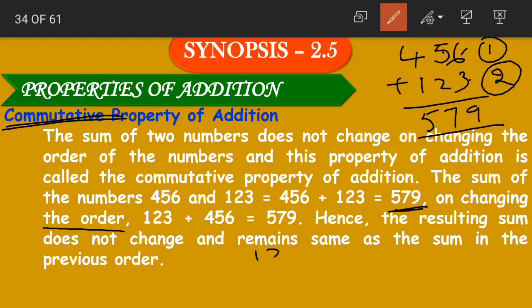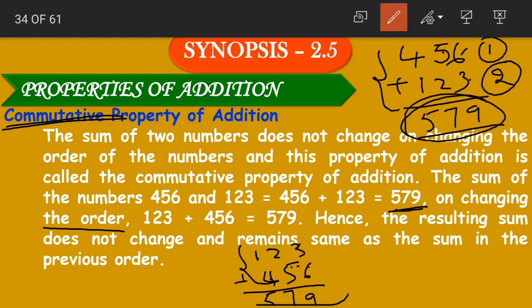I'll write 123 first and 456 second. Now I'll add these two. 3 plus 6 becomes 9, 2 plus 5 becomes 7, 4 plus 1 becomes 5. Yes, children? See, even if I changed the order, the answer we got is 579 only.